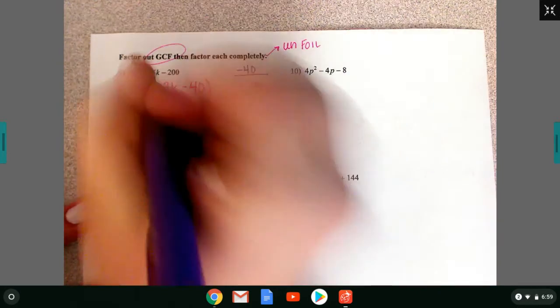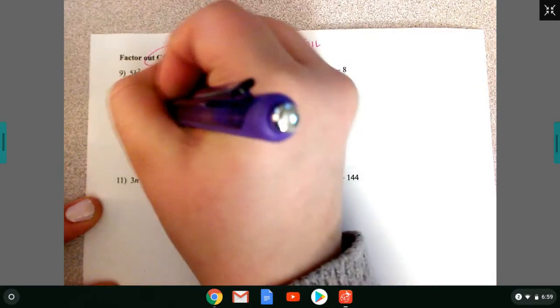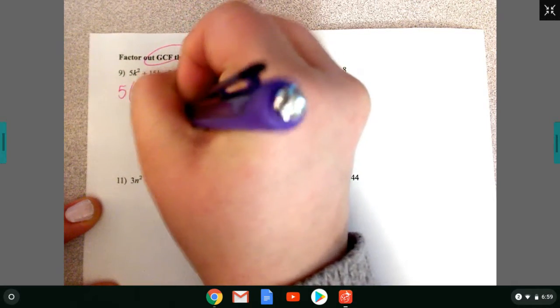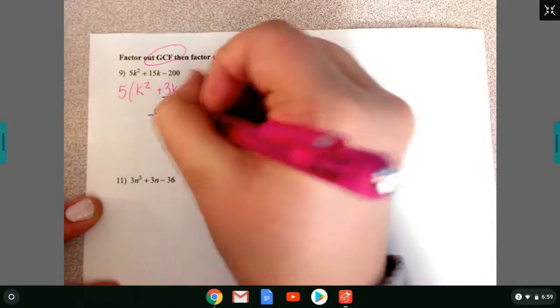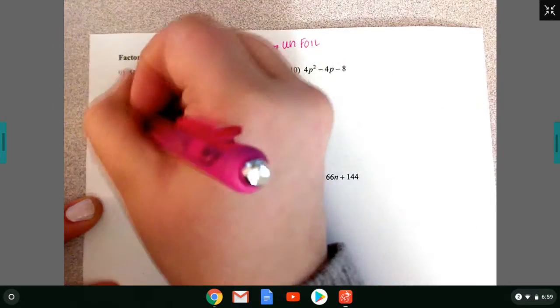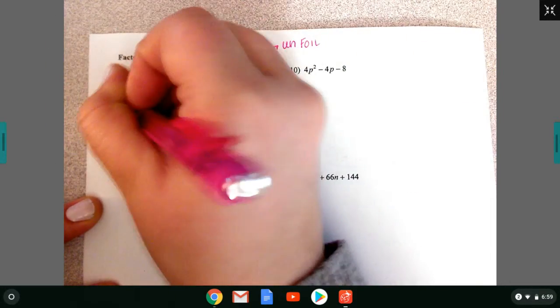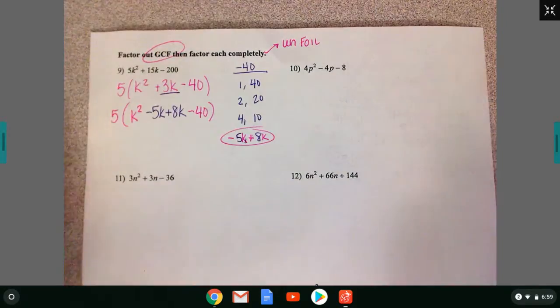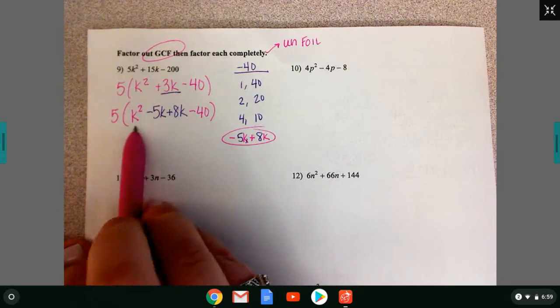So this will go in that spot. So negative 5k plus 8k in that spot. And then everything else drops down around it. And that 5 is just going to stick along with us. You can kind of ignore it, but it just has to stay on the outside throughout your work and your answer. So now we can move on like we normally do.